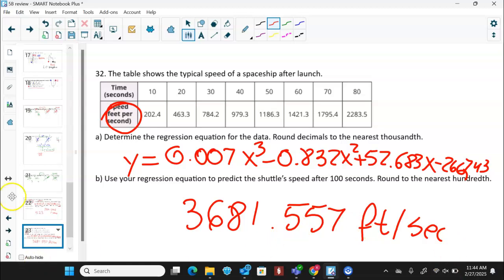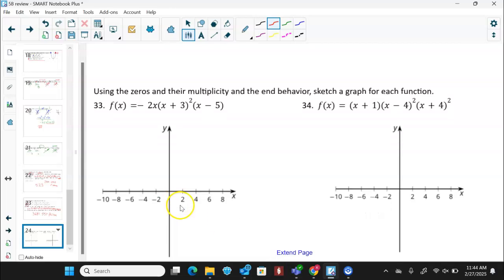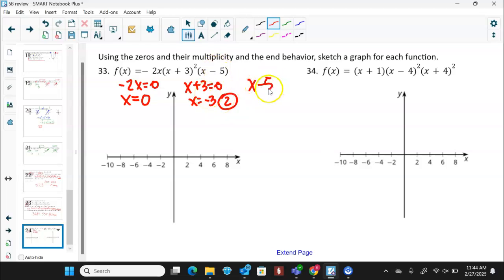That's it. All right, and then moving on to the last 2 questions. This says using the multiplicity and the behavior, sketch the function. All right, so we're going to take everything and equal it to 0. So this x you divide by -2 is 0. Here you're going to have x plus 3 equals 0. So x equals -3. And the multiplicity is 2. And then last one, it's x minus 5 equals 0. So x equals 5, and the multiplicity, it's 1.